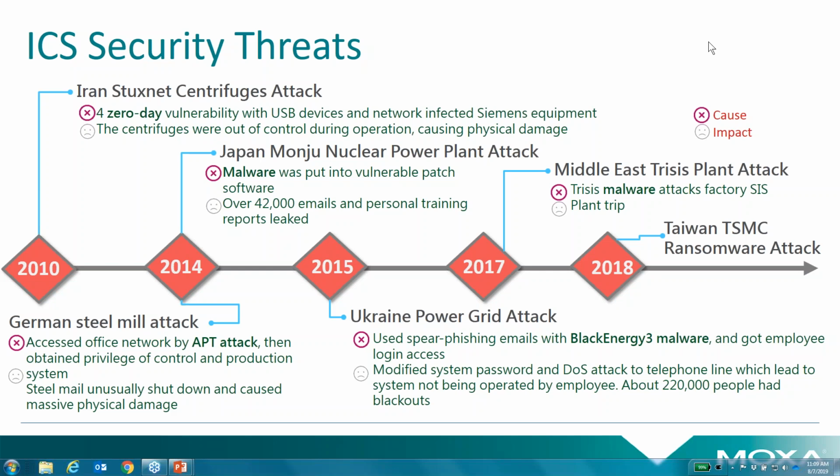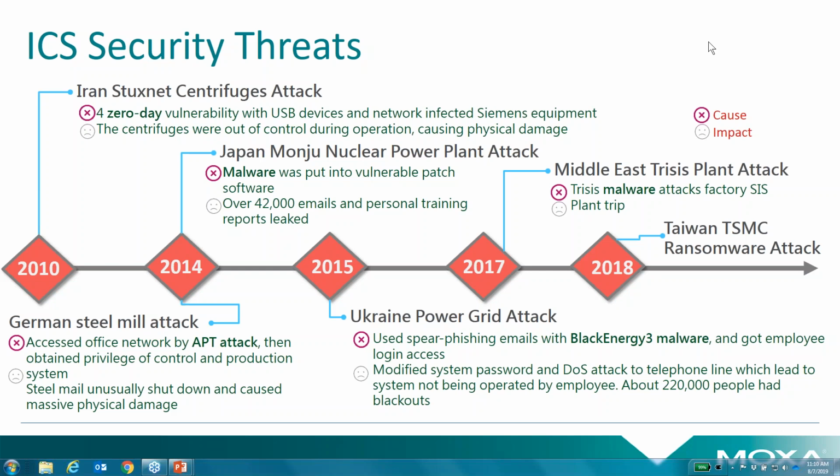The other one that is a good thing to refer back to is also the German steel mill attack. This is where the adversary was able to access the office network using an APT or targeted attack, and then gain privilege across to the industrial environment and basically shut down many of these systems, which also had significant impact on the manufacturer of this steel.